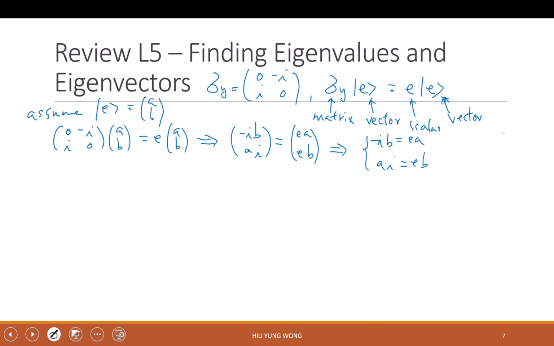So I call this, and then I will just further do a little bit more. I'm going to divide the top by the bottom. So I have negative iB divided by iA equals EA divided by EB. I just divide these 2 equations.